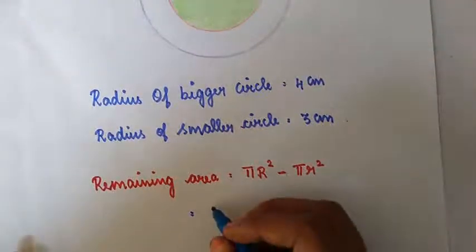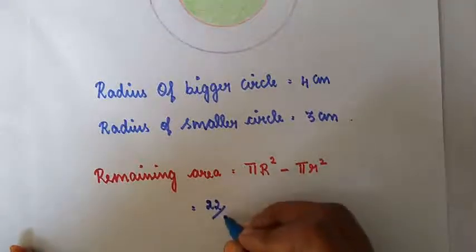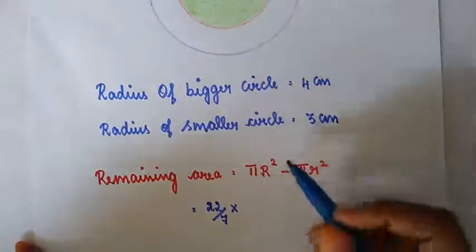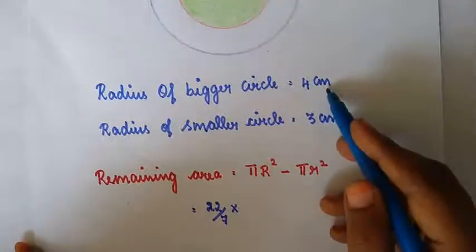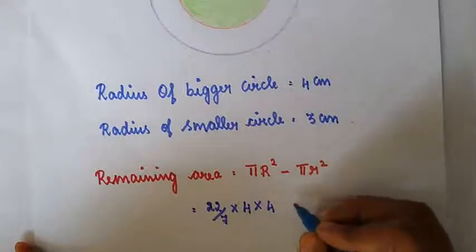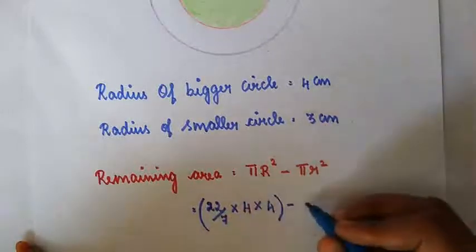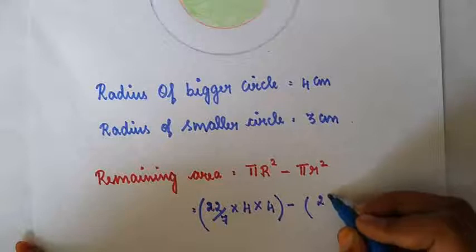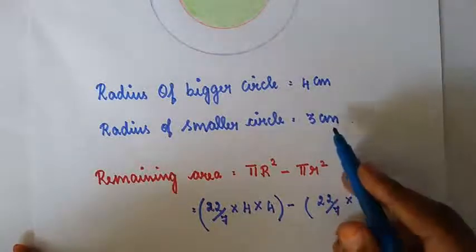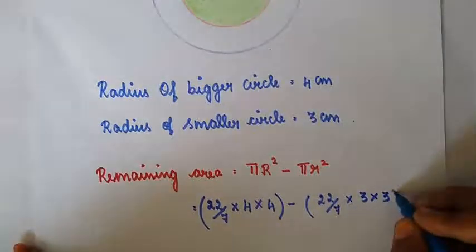What is the value of pi? Pi is 22 by 7. Capital R means 4, so 4 into 4. Then 22 by 7, here smaller r is 3, 3 into 3.